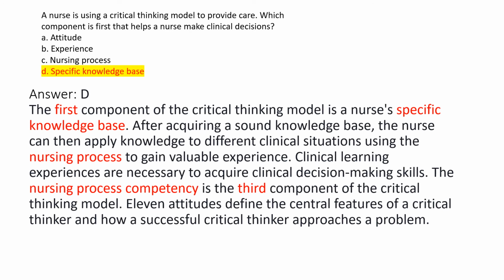Answer D. Specific knowledge base. The first component of the critical thinking model is a nurse's specific knowledge base. After acquiring a sound knowledge base, the nurse can then apply knowledge to different clinical situations using the nursing process to gain valuable experience. Clinical learning experiences are necessary to acquire clinical decision-making skills. The nursing process competency is the third component of the critical thinking model. 11 attitudes define the central features of a critical thinker and how a successful critical thinker approaches a problem.